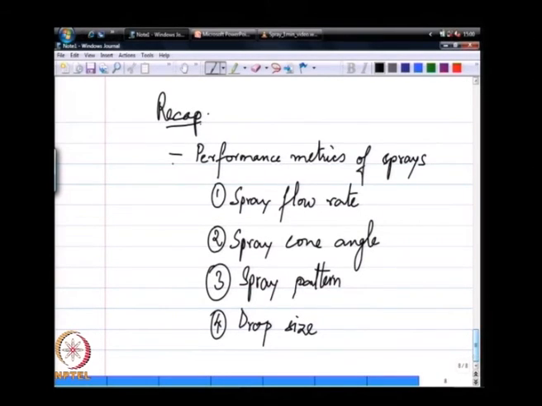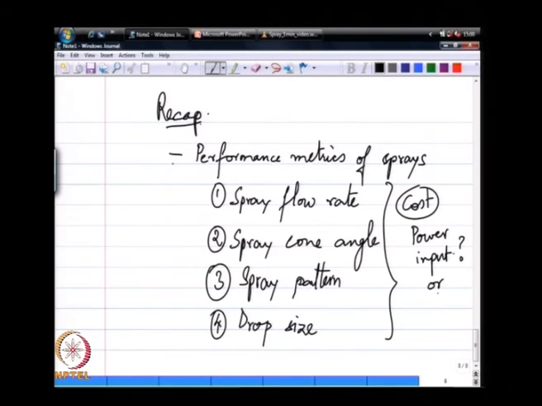We also have drop size as one of the metrics, and the cost to incur all this is in some sense power input or supply pressure. So, at what supply pressure do I have to operate a certain nozzle in order to get these desired specifications satisfied?